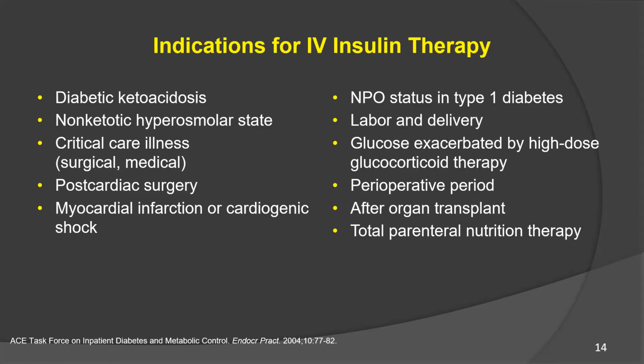After any organ transplant, because sometimes patients are on steroids and immunosuppressives and are not eating well, so IV insulin treatment is usually helpful for them. Total parenteral nutrition therapy as well. So these are the main and important indications for IV insulin therapy in a hospital setup.